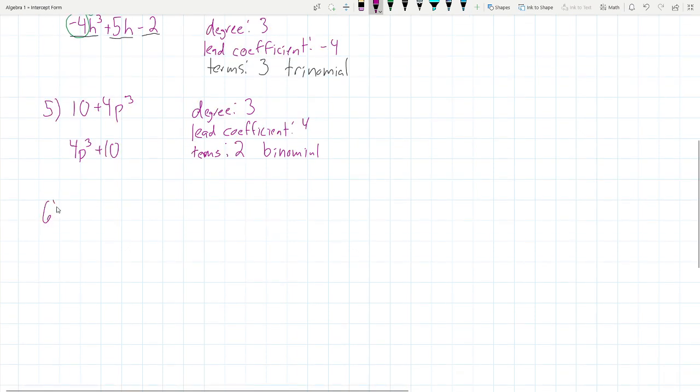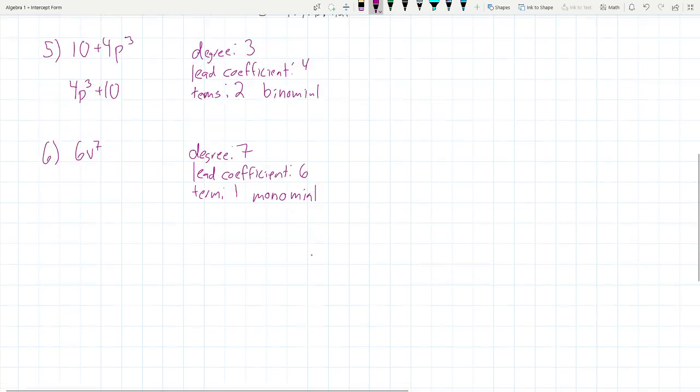Alright, let's look at number 6. Number 6, we have 6v to the 7th. This is already in standard form. The degree is 7. The lead coefficient is 6. And the terms, I only have 1 term, so that tells me that's a monomial. Mono meaning 1.